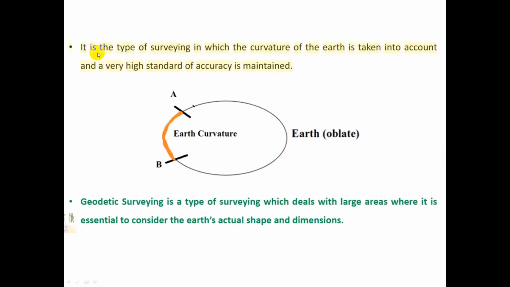So it is the type of surveying in which the curvature of the earth is taken into account and a very high standard of accuracy is maintained. So for example, si points A and B nimo lagyo na kayo, say South Africa o si North America. So geodetic surveying is a type of surveying which deals with large areas where it is essential to consider the Earth's actual shape and dimension. So kung imo ni siyang i-treat as plane surveying, so ang imong distance nga i-measure is kani, straight ani. Which is very erroneous kaya ang ihang actual nga distance from South Africa to North America is kaning curve nga distance or kaning color orange.